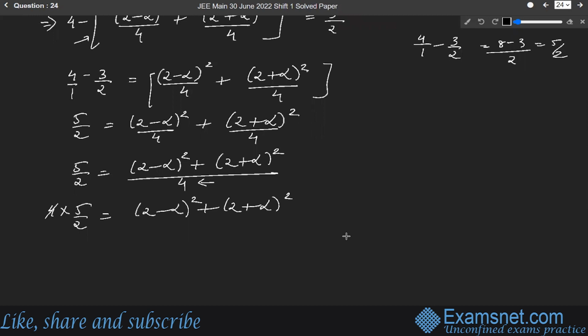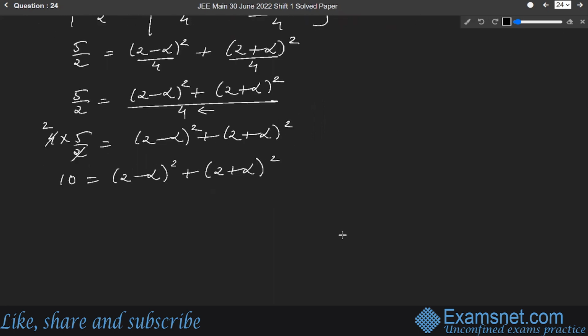Okay. So we have 2 ones are 2 and 2 twos are 4. So 5 into 2 is 10. So we have 10 is equal to (2 minus alpha) whole square plus (2 plus alpha) whole square. All right. You can see that it is (a minus b) square plus (a plus b) square. So when we simplify this, 10 is equal to 2 alpha square plus 8. So 10 minus 8 will be equal to 2 alpha square. This is plus 8. When it goes to the left hand side, it will be minus. 10 minus 8 is 2. 2 is equal to 2 alpha square.